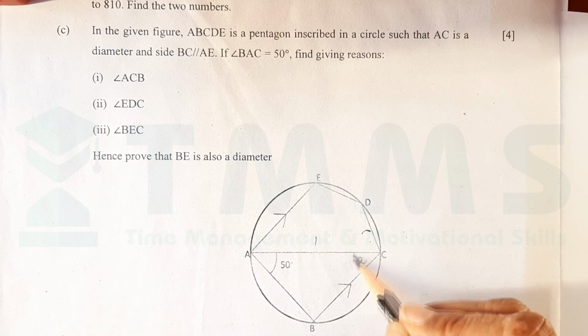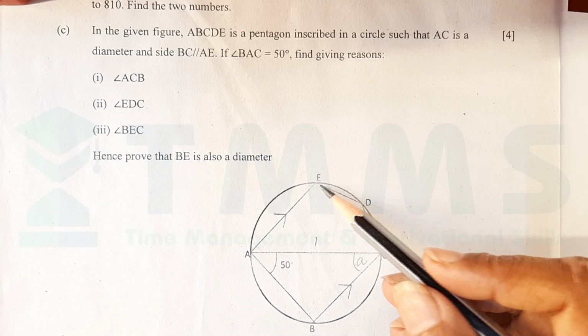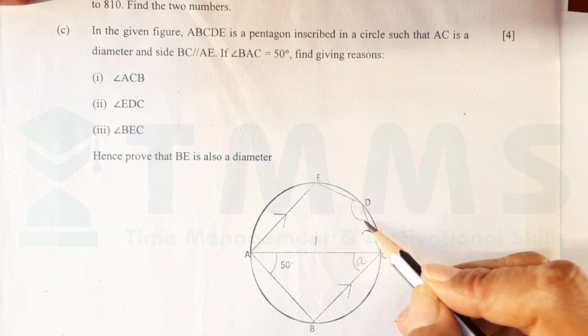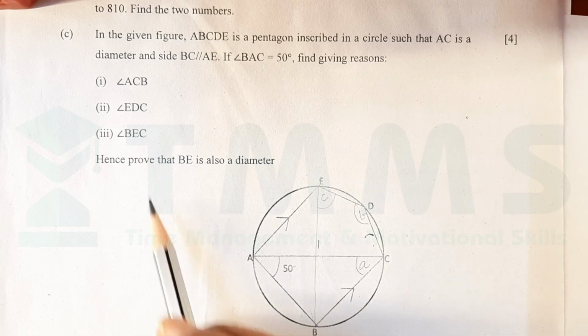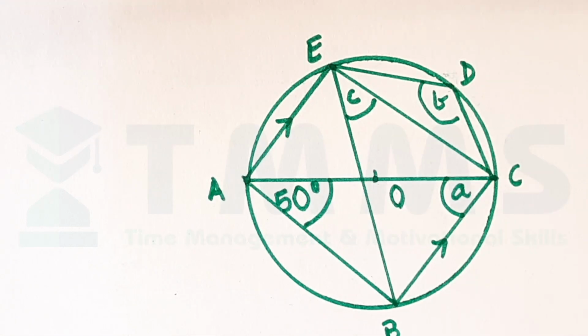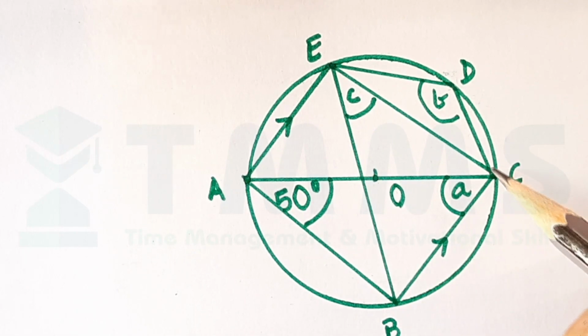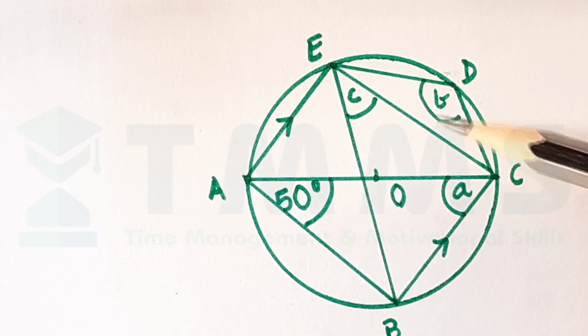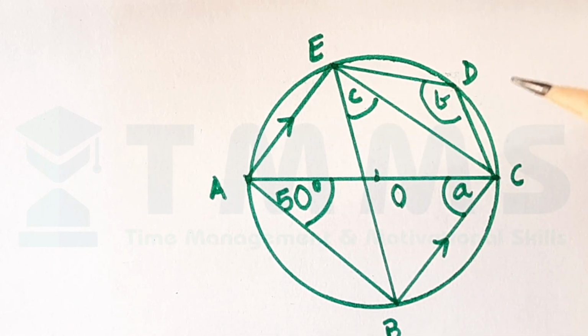Find giving reason angle ACB, so we'll call that as A. EDC angle, so this one becomes your angle B, and BEC, and hence prove that BE also is a diameter. Let's draw the diagram and let us see how it is to be solved. Okay, so we have the diagram ready. Now quickly let us look at what is given. AE is parallel to BC, AC is the diameter, and we have to find A, B and C, and we have to also prove that BE is a diameter.